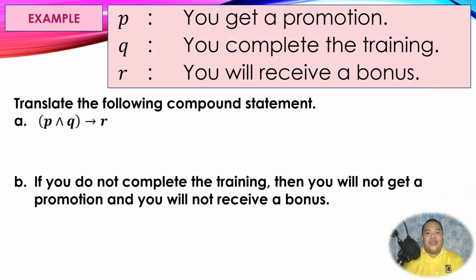Let's have the following examples. P: You get a promotion. Q: You complete the training. R: You will receive a bonus. Translate the following compound statement. A. P and Q implies R.